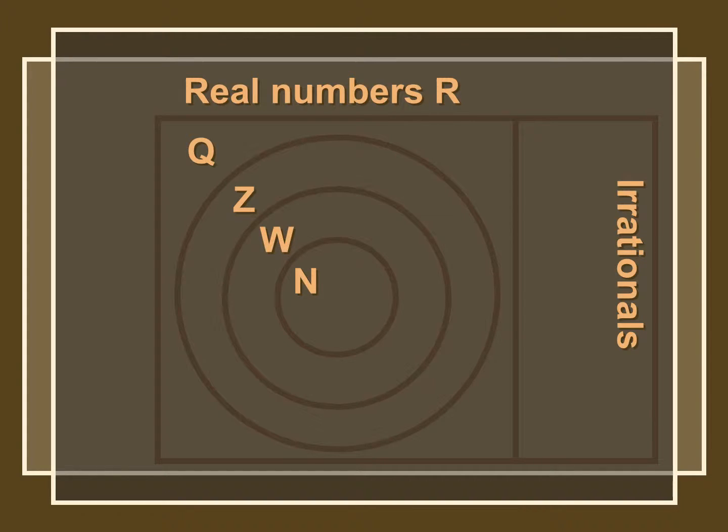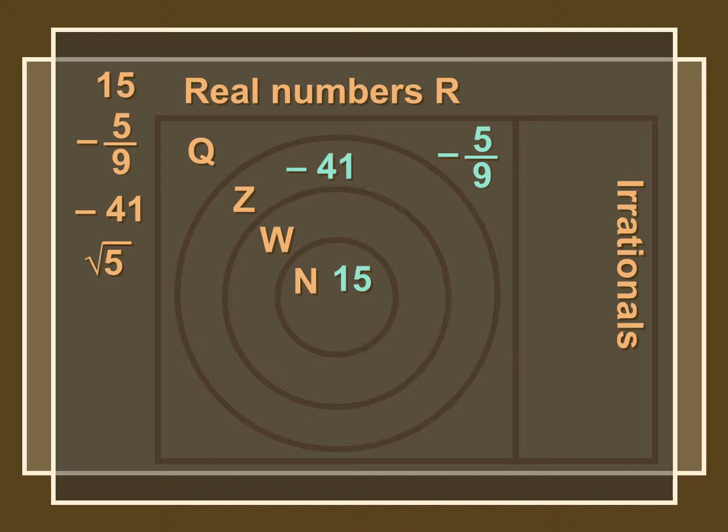So let's do some practice plugging in some numbers. So 15 would be a natural number, right? That's the innermost number it could be in. -5/9 is a rational number because it's not an integer, because it's a fraction. -41, though, is an integer. The square root of 5 is not a perfect square, so that would be an irrational number. And then we have 0.72 repeating. That's going to be a rational, because remember, if it's repeating, it's rational. If it's non-repeating and it goes on forever, then it's irrational.